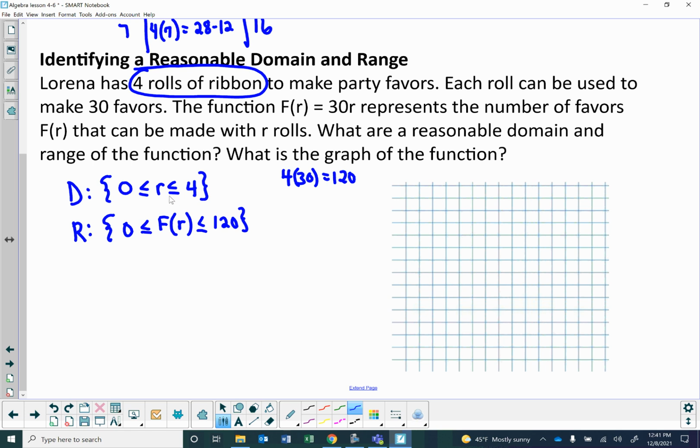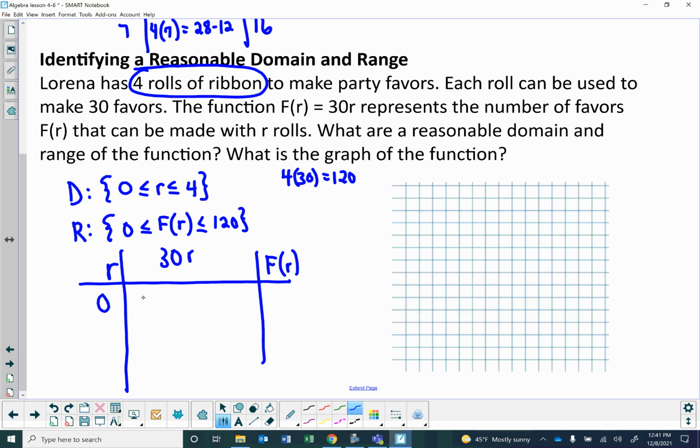Okay, now we actually have to graph this. I'm not going to use partial rolls right now, because I can graph that part later. I'm going to concentrate on the whole number rolls. So I have R, and I have f of R. And we're going to do 30R.